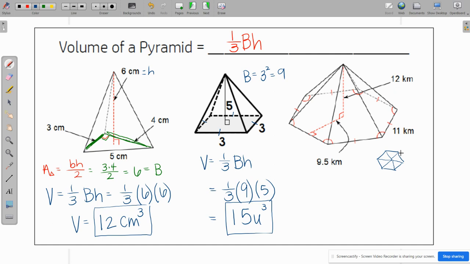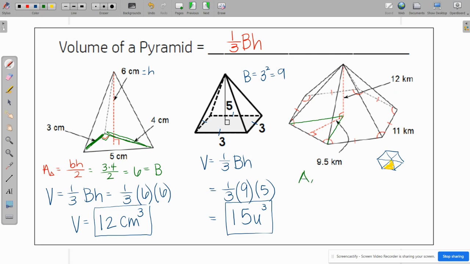So if I need to figure out the area of the base for capital B, the easiest way to do that is to find the area of one of these equilateral triangles, for instance, and then multiply it by 6 because there are 6 of them. So let's focus on just one of those triangles. If I draw this triangle in right here, let's find the area of that triangle.